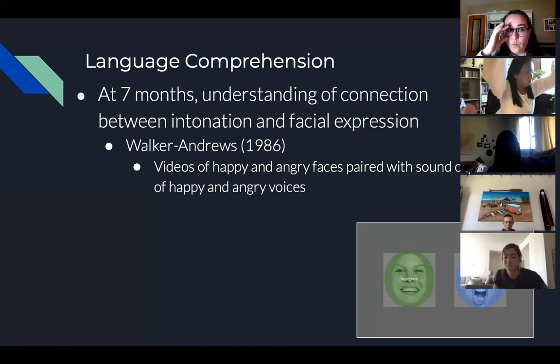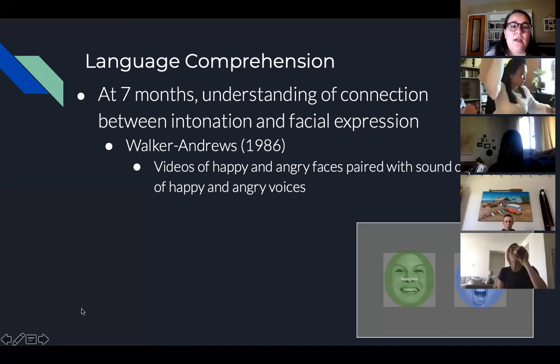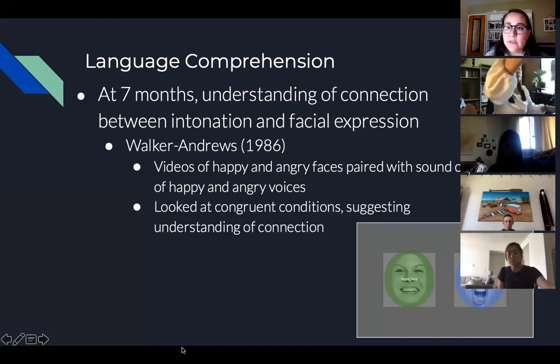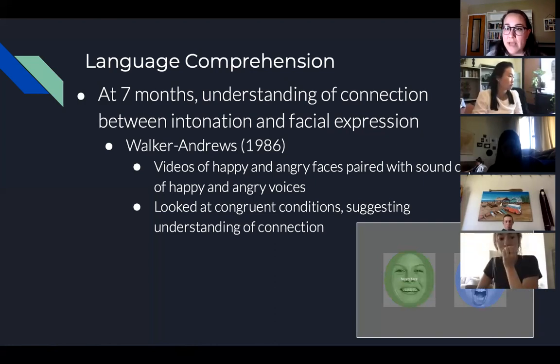And so what he found was that the babies tended to look longer at the conditions where there was a match between the emotion on the face and the emotion in the voice. So they looked longer at the happy video when it was the happy voice that was paired with it, and vice versa. Again, this suggests to us that there's an understanding of this connection, like, oh, okay, the happy voice goes with the happy face. That makes sense, and I'm going to pay attention to it.